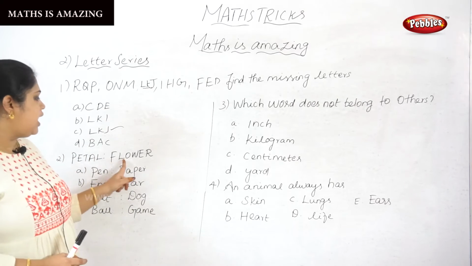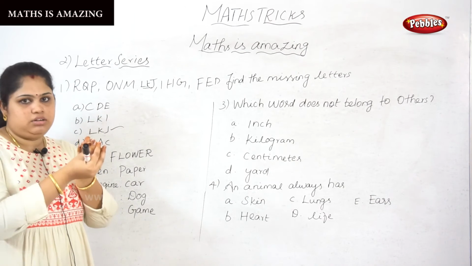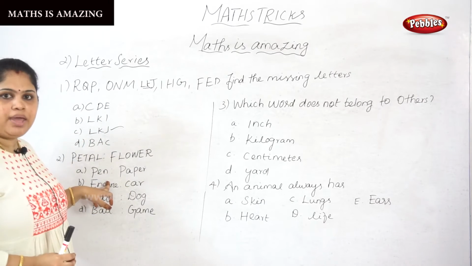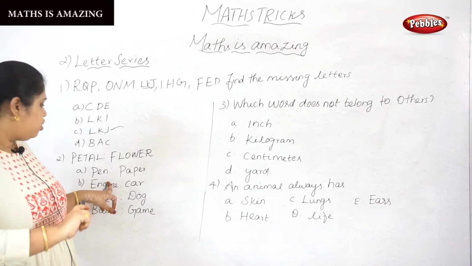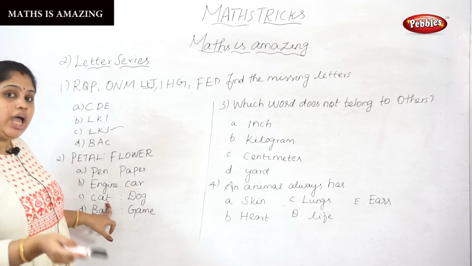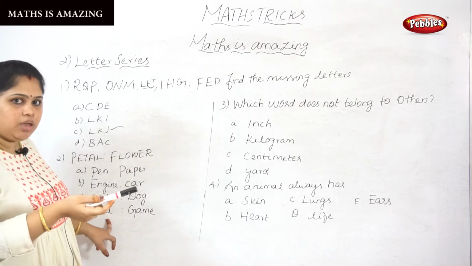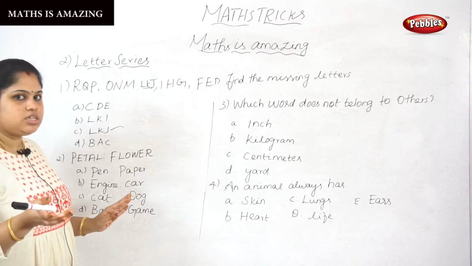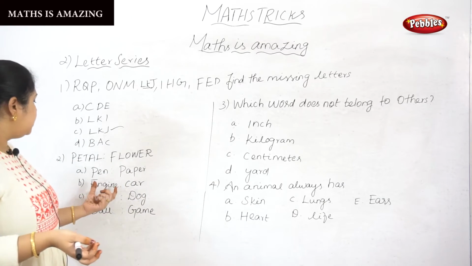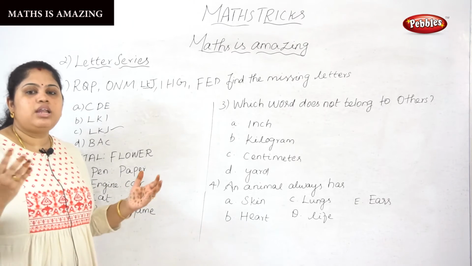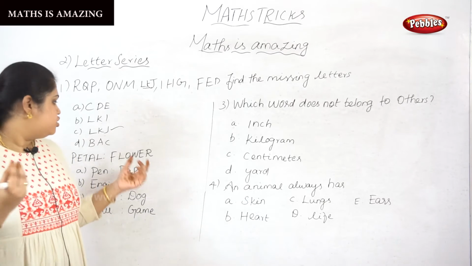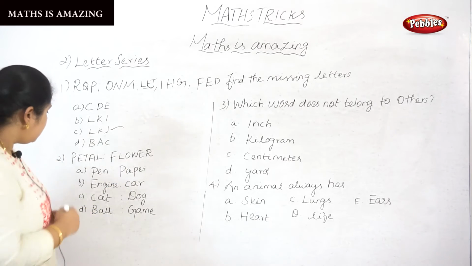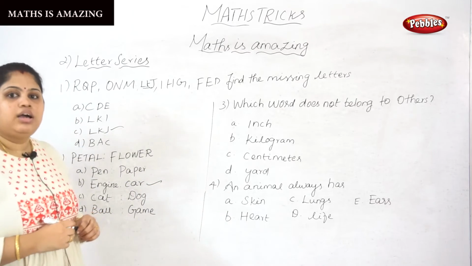Listen here, petal and flower. The flower has petals, isn't it? Here, does the paper have a pen? No. Does the pen have paper? No. Does the cat have a dog, or the dog have a cat? No. Does the ball have a game? No. Does the game have a ball? No. It's a type of game, that's it. It's not anything like parts. But engine and car: the car is a machine, and the engine is one of the parts. Here the flower is a thing, and the petal is one of its parts. So the engine and car is the correct option.